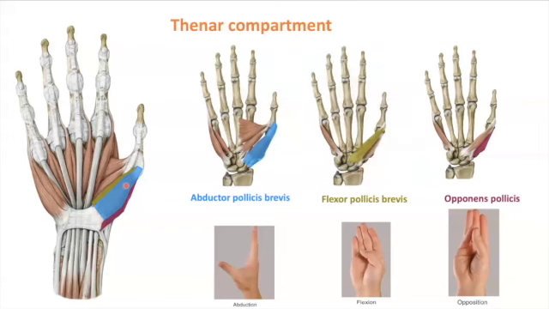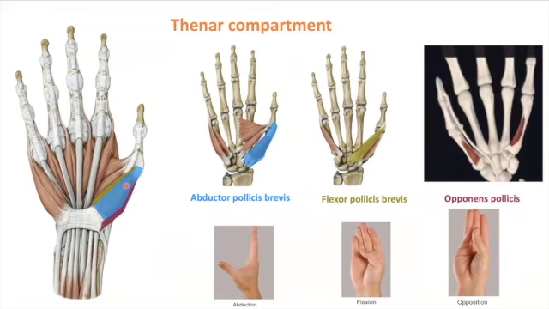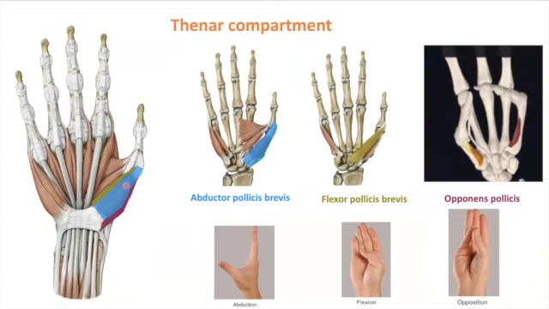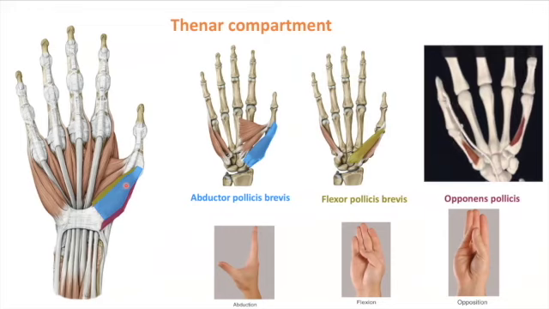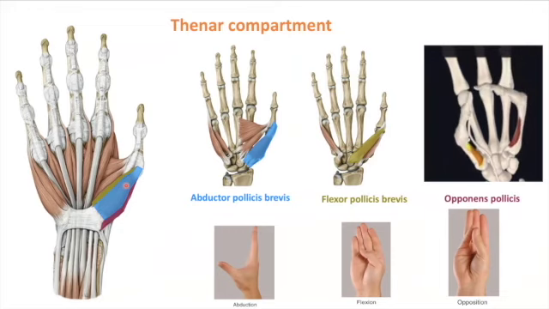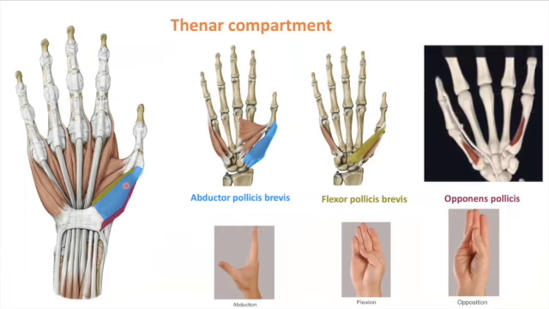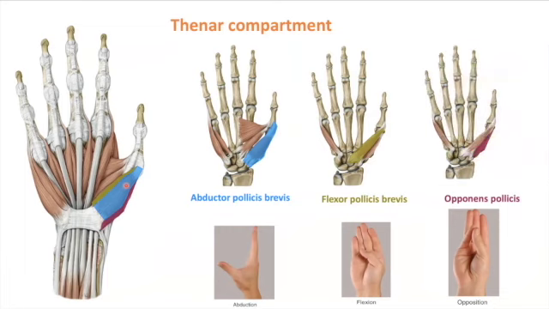The last one is opponens pollicis. So it opposes the thumb. Opposition is the movement of the thumb to touch the tip of the other digits. So when this muscle contracts, it will mainly act on the saddle joint. As you know, there is a saddle joint at the base of the thumb, and it will oppose the thumb. And all these muscles are innervated by median nerve.